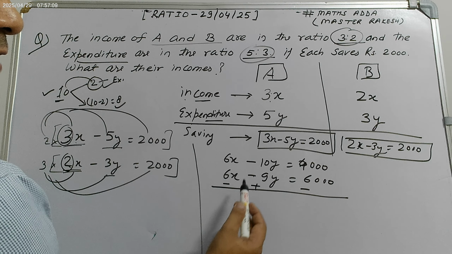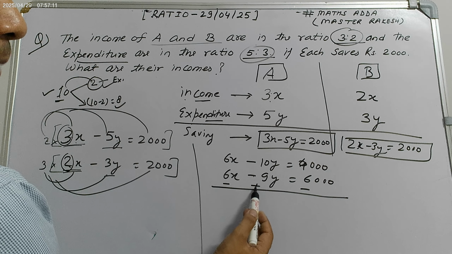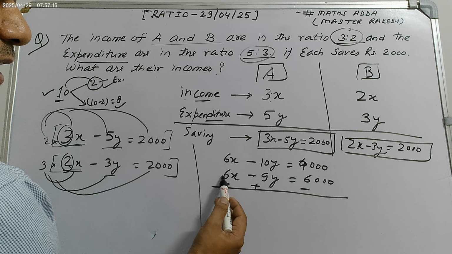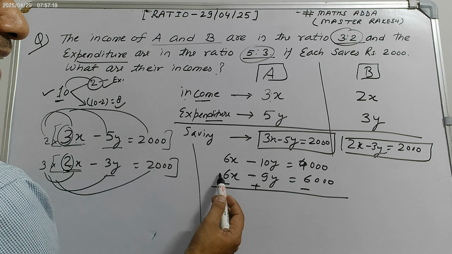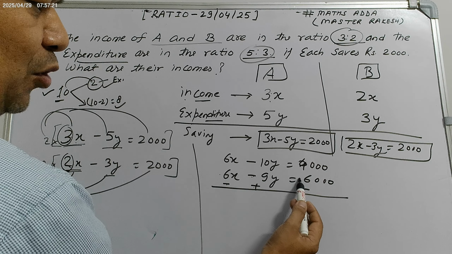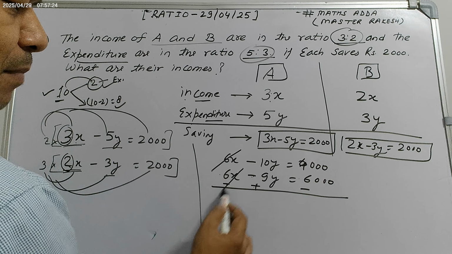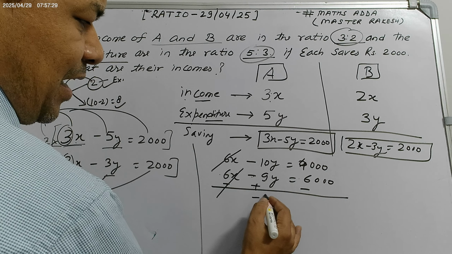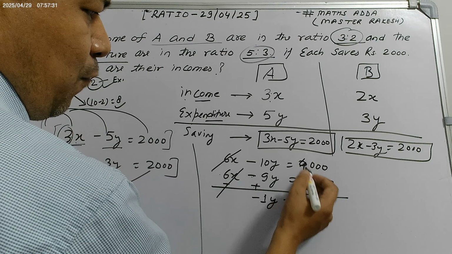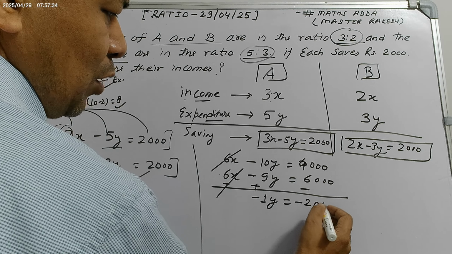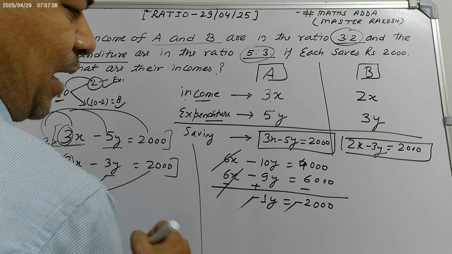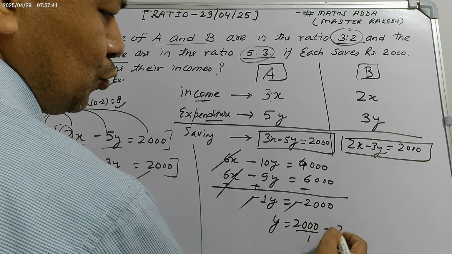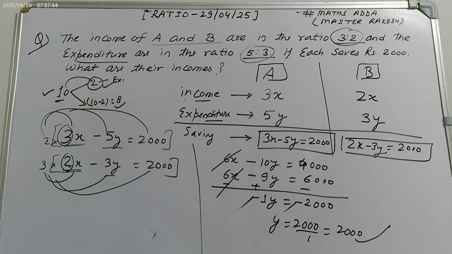Whenever there is a sign, you just reverse the sign. The opposite of this minus is plus. Here no sign was there, so it is considered positive, and positive becomes negative. 6x minus 6x cancel. Minus 10y plus 9y, so minus 1y. 4000 minus 6000 is minus 2000. Minus and minus cancel, so y equal to 2000 upon 1, equal to 2000. So y's value is 2000.